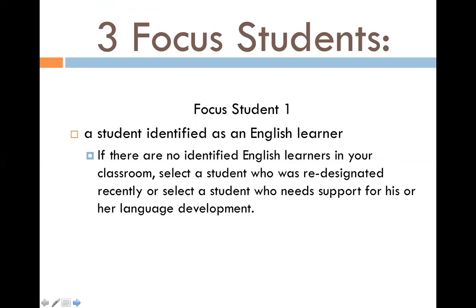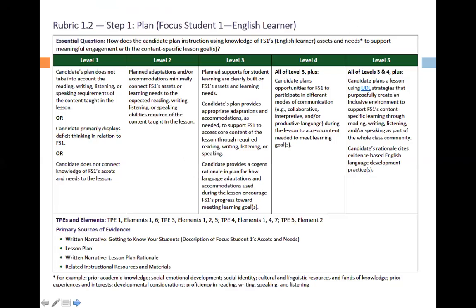So that's going to be the focus for focus student 1. And here is the rationale and the essential question: how does the candidate plan instruction using knowledge of focus student 1, the English learner's assets and needs, to support meaningful engagement with the content-specific lesson goals? And then it tells you how to meet either a level 1, 2, 3, 4, or 5. Again, always looking to 5.